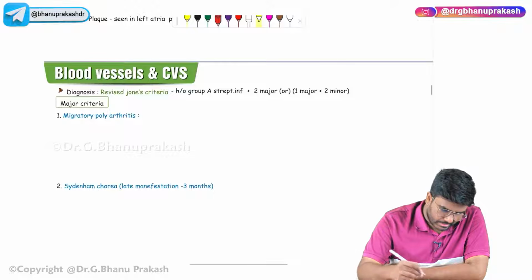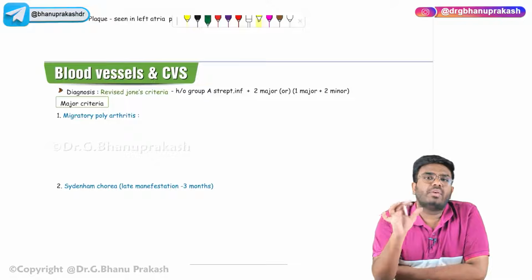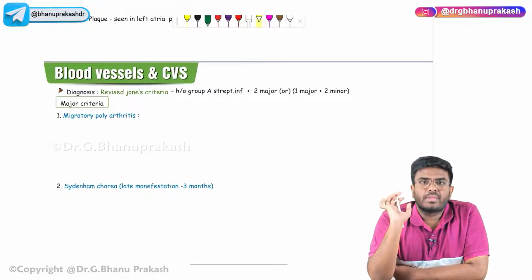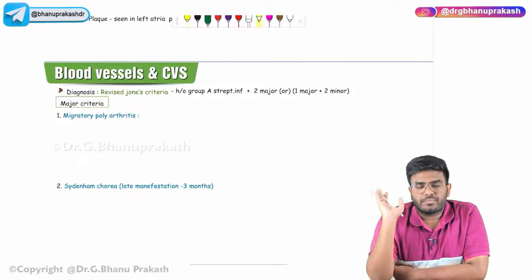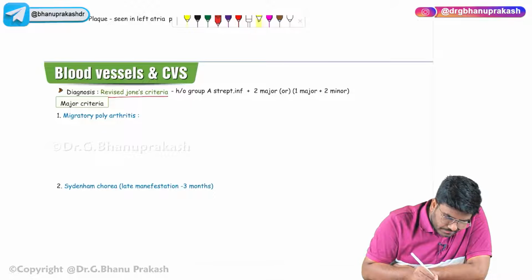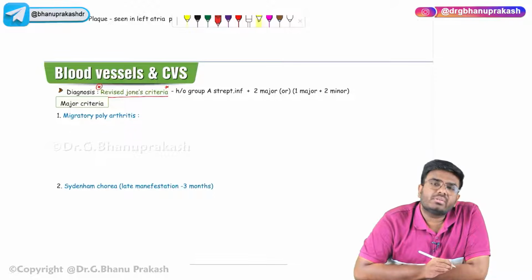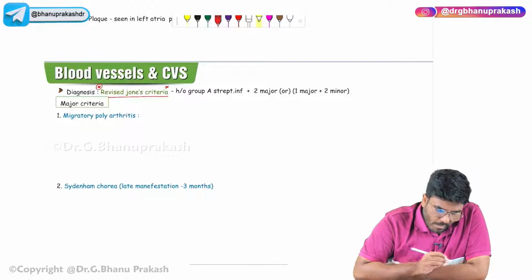So, first, what are the criteria? How to make the diagnosis that this child is suffering from rheumatic fever? The criteria which is followed is called the revised Jones criteria. The revised Jones criteria is a criteria for the diagnosis. According to this revised Jones criteria, what are they?